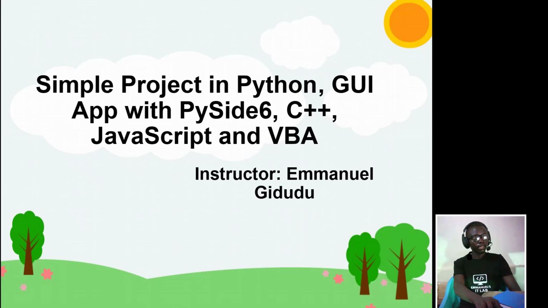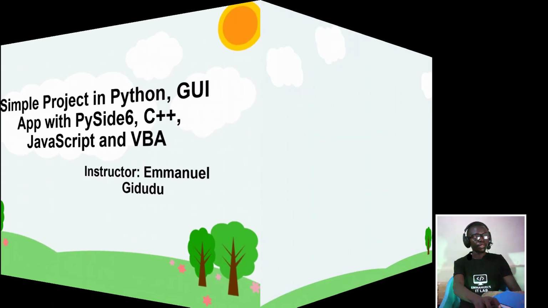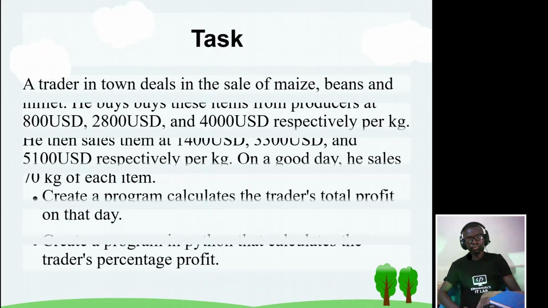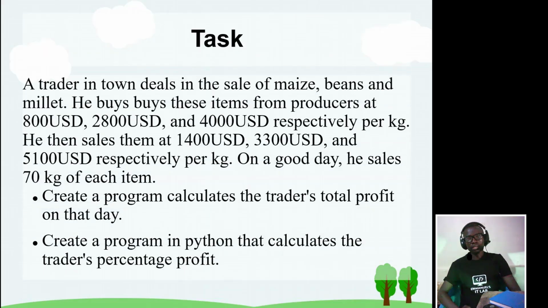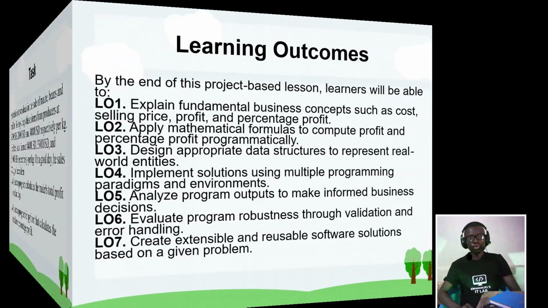Now we have the task which we are going to work on. The task is simple, where a trader deals with a sale of 3 items, and they have given us the cost price, the selling price, and the quantity that the trader sells. So they want us to create a program which will calculate the trader's profit and the percentage profit. Now, as simple as it is, we are going to transform it into a mega project.